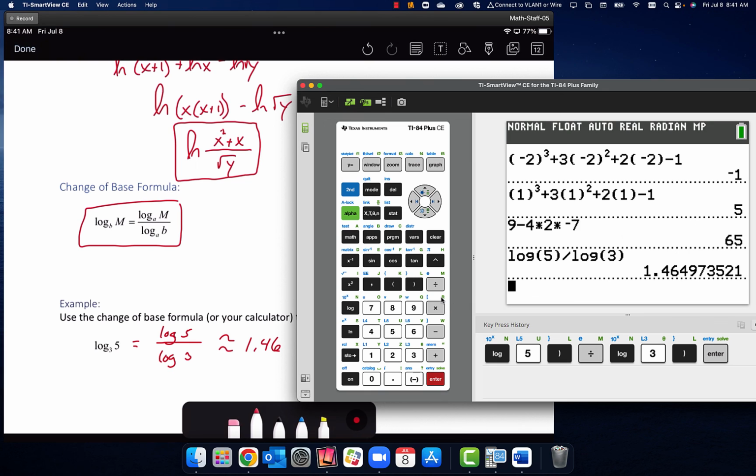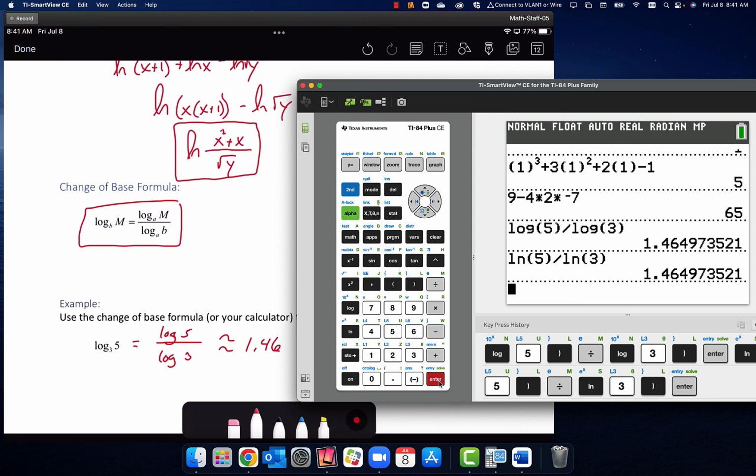But we don't have to use the common log. We could also use the natural log. Right? We could do the natural log of 5 divided by the natural log of 3. And we should get the same thing. Right? We get the same thing. So the base that we use here, it doesn't matter, as long as it's the same base that we use on the top and the bottom. Most calculators will have the common log and then the natural log. Not every calculator will be able to input this exactly into the calculator.